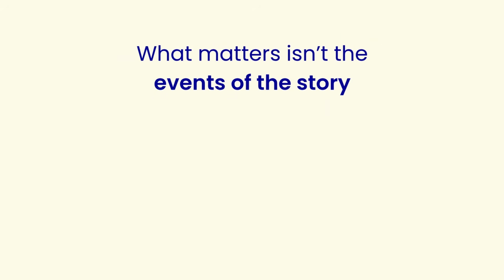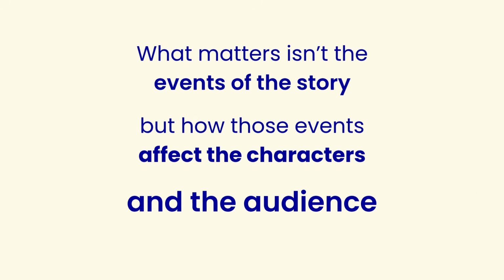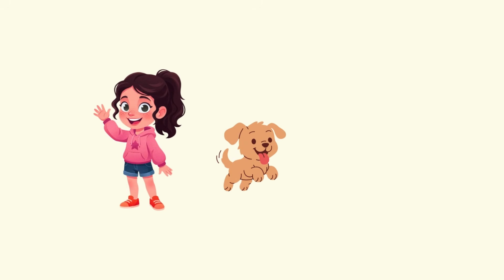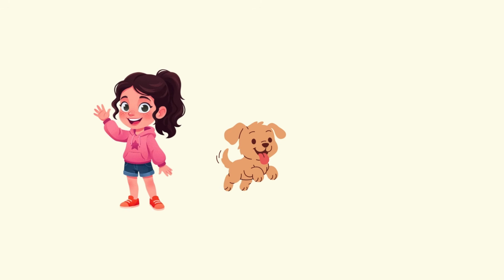The key is understanding one simple truth. What matters isn't the events of the story, but how those events affect the characters and, by extension, the audience. If a story is about a girl and her puppy, then that puppy becomes the most important thing in the universe. What happens to the puppy and how the girl reacts matters more than any broader event.